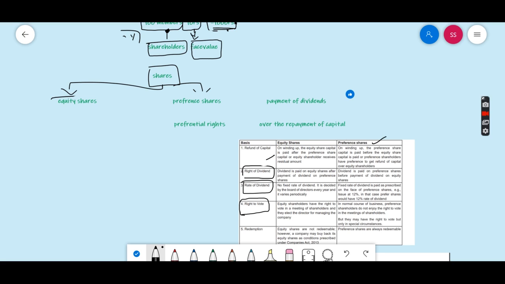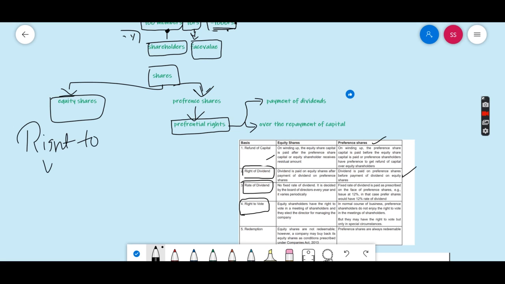And while paying the dividend, first preference will be given to the preference shareholders, right? So they will get a preferential right on two things, while paying the dividends or over the repayment of the capital, right? Preference shareholder will get preferential right, and equity shareholder has one thing, which is right to vote.